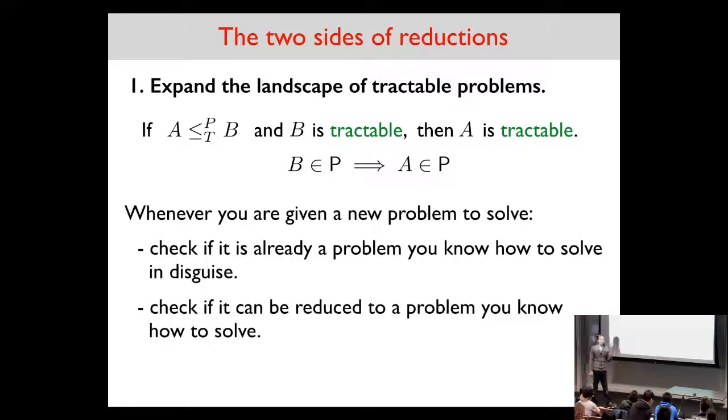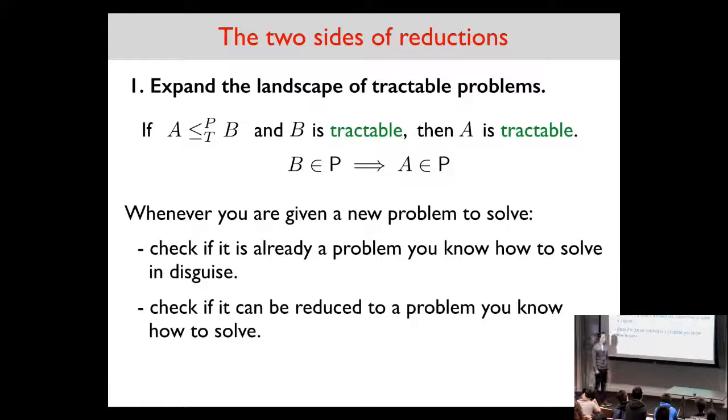So when you are given a new problem to solve, what you should do is first check, is this a problem that I already know how to solve? It might be a problem that you already know how to solve in disguise. For example, your boss might come to you and say, I have these jobs that need to be taken care of. There are these machines that can do those jobs, and I want to assign machines to jobs so that these things get done. And then you say, you know what, that is actually a matching problem in bipartite graphs in disguise. And I know how to do that.